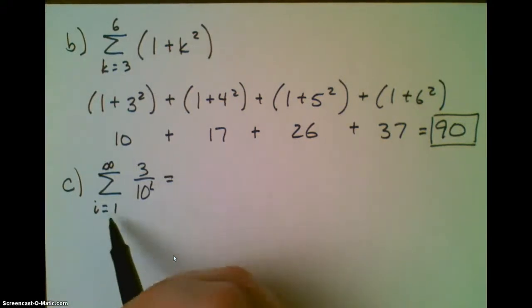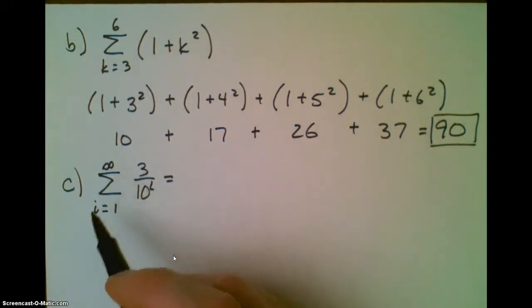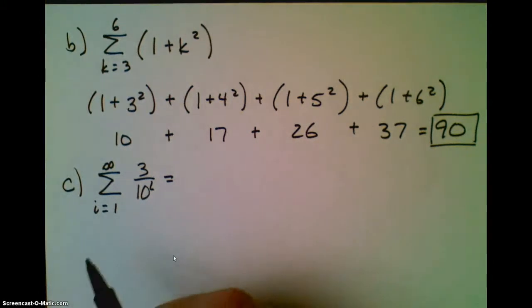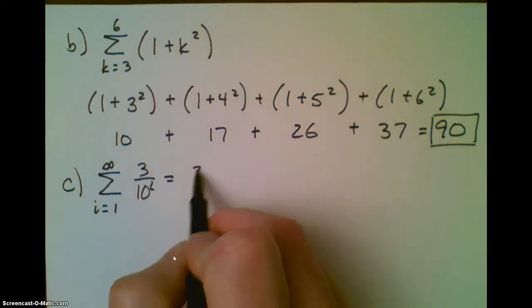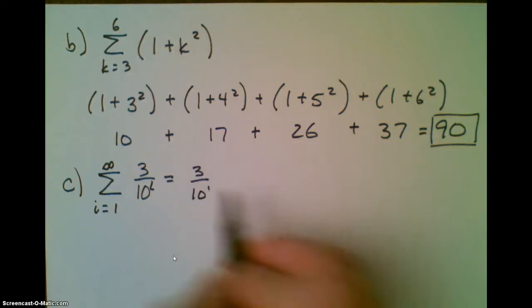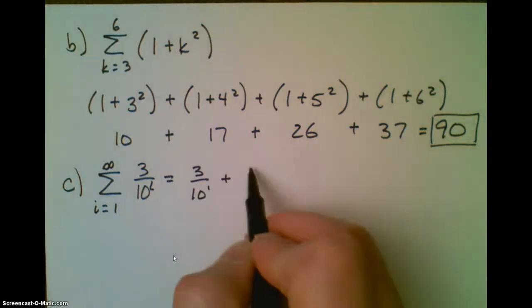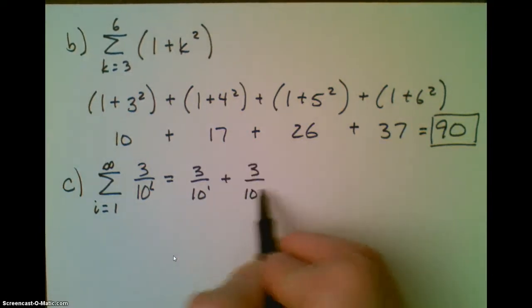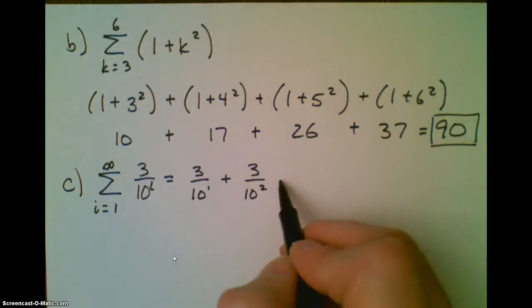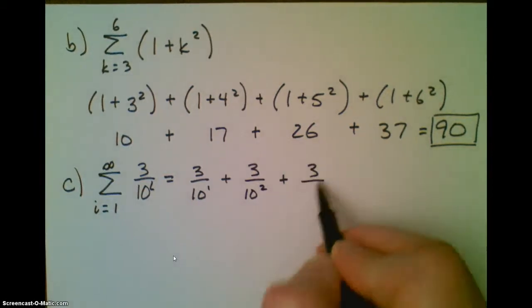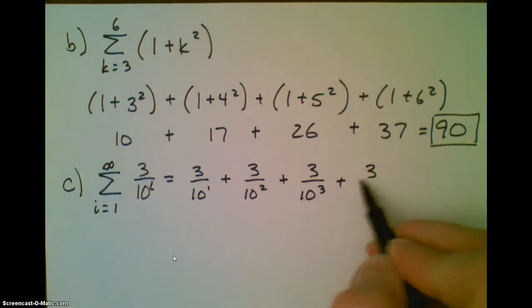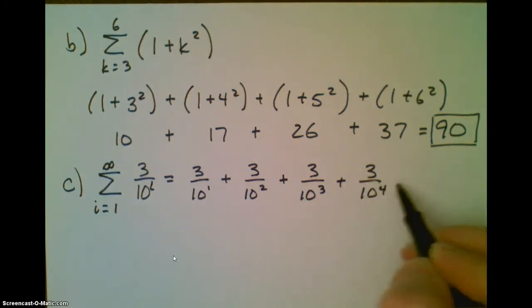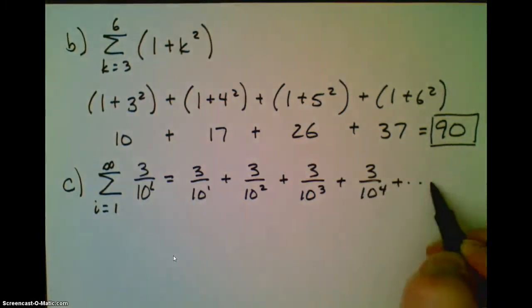So we're going to start at 1, we're going to plug in every number up to infinity. Obviously we're not going to plug in every single number up to infinity, but let's see what happens. So I have 3 over 10 to the first, plus 3 over 10 to the second, plus 3 over 10 to the third, plus 3 over 10 to the fourth, plus, and then we're going to keep going forever.